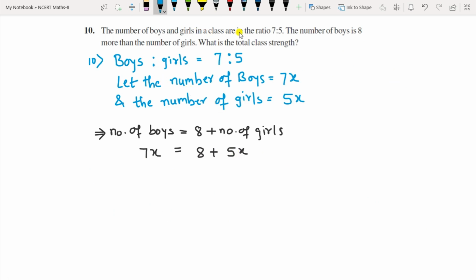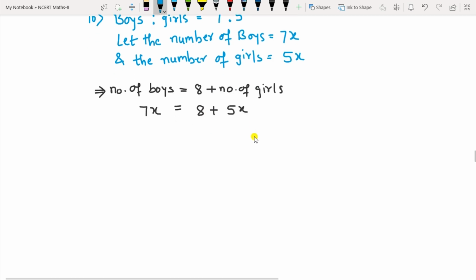The number of boys and girls in a class are in the ratio 7:5. So boys to girls are 7:5. Number of boys will be 7x, number of girls will be 5x. Okay, then the further question is given as number of boys is 8 more than number of girls. So you have to find total strength of the class. Number of boys is 8 more than means add 8 to the number of girls.